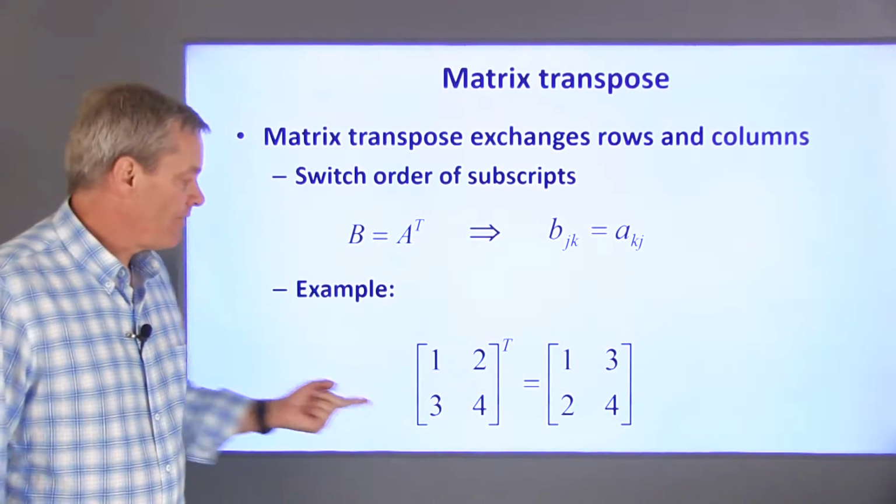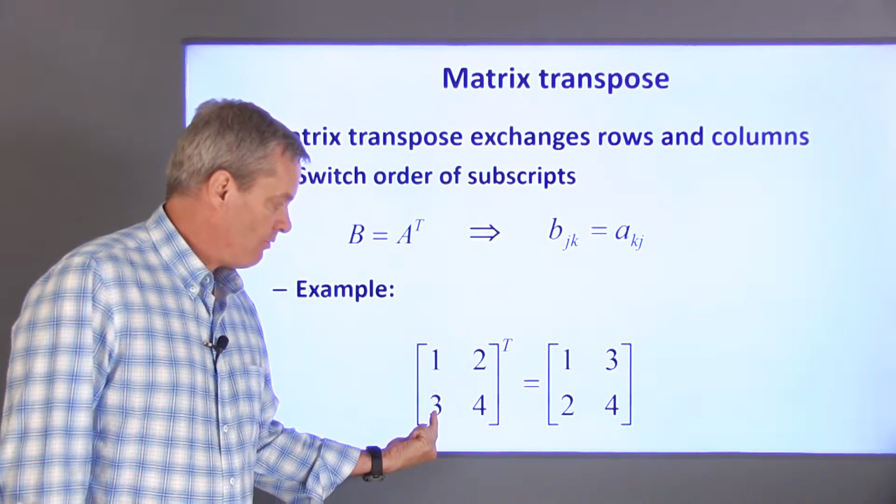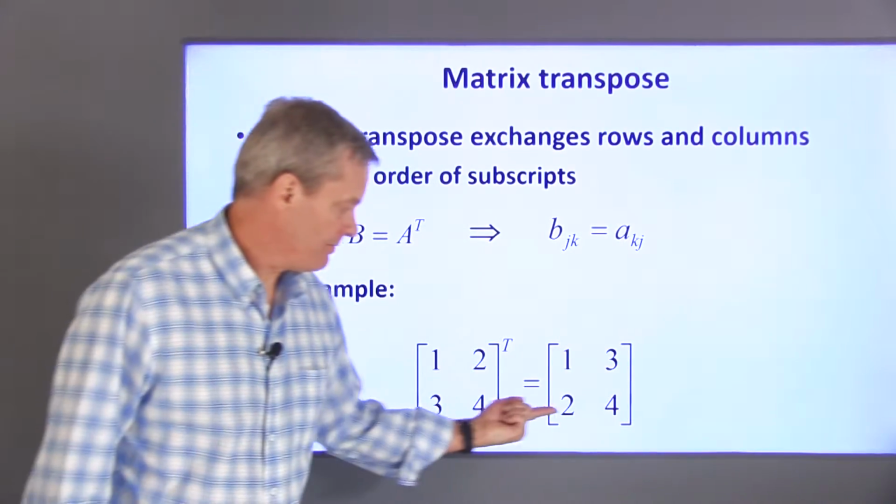So if I transpose this array, the first column, 1, 3, will become the first row. The second column will become the second row.